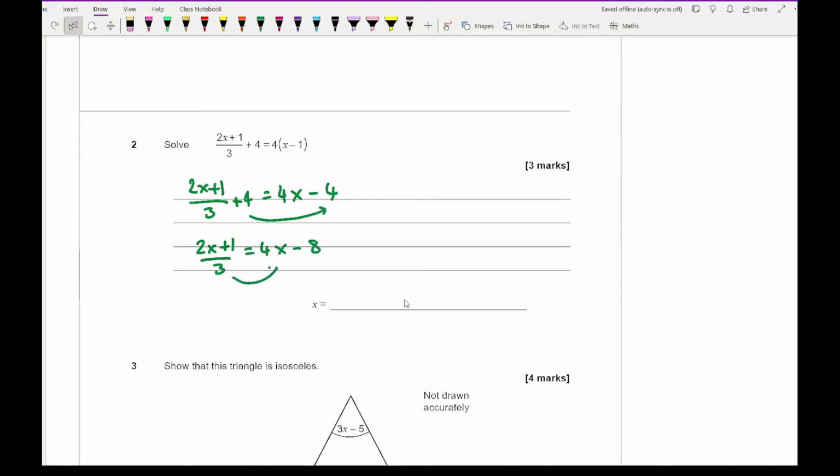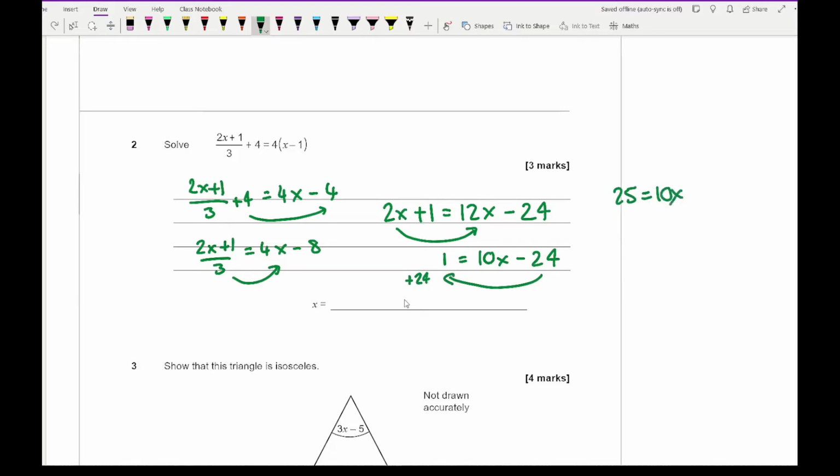I would then take the 3 over to the other side, multiplying everything by 3. So I get 2x plus 1 equals 12x minus 24. I would then take the 2x over to the side to give me 1 equals 10x minus 24. Then take the 24 over to the side, which gives me 25 equals 10x. So therefore x equals 2.5.